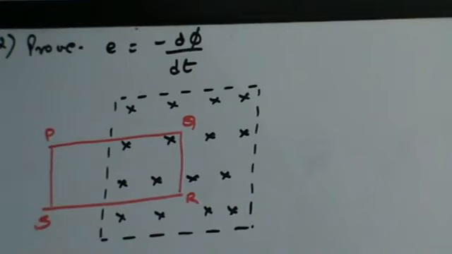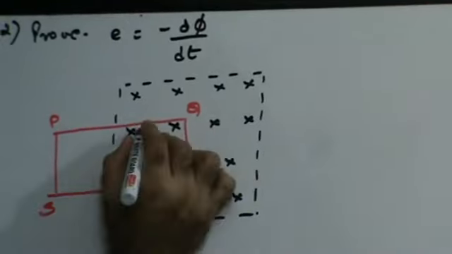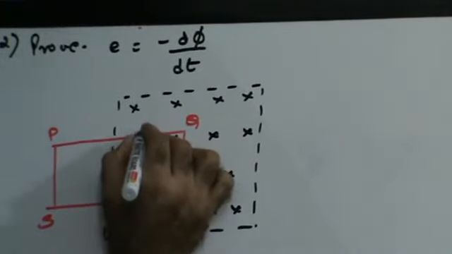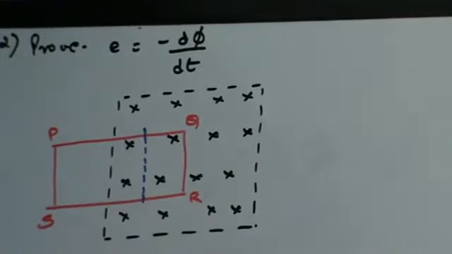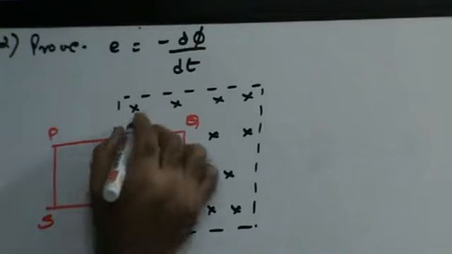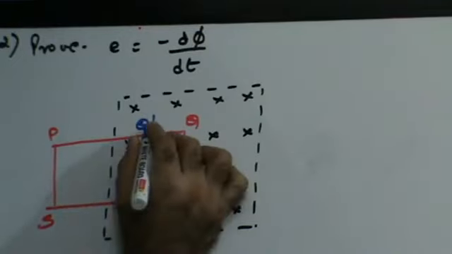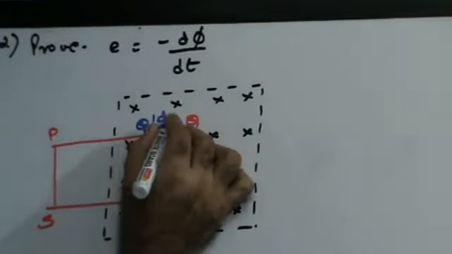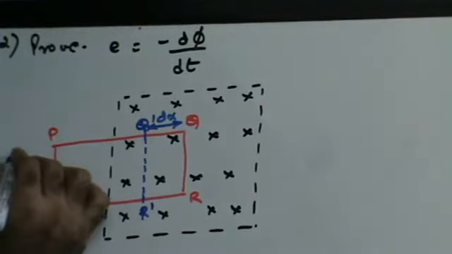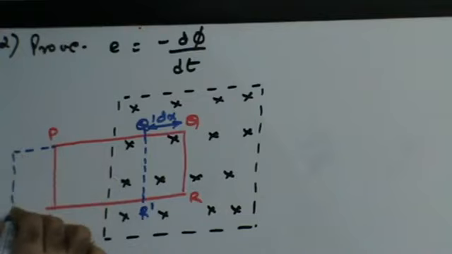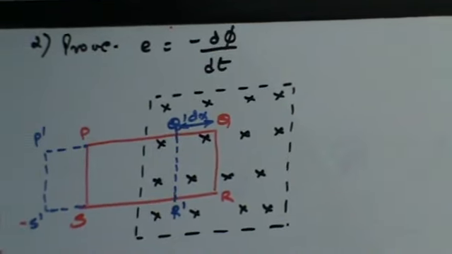Let's assume that I move the metal block by a small distance dx. I move it till here. I move the metal block through a small distance dx, so this becomes my new position of Q, Q bar, and the new position of R. This distance is dx. Hence the metal block is going to move outwards by that same distance. This is going to be P bar and this is going to be S bar.